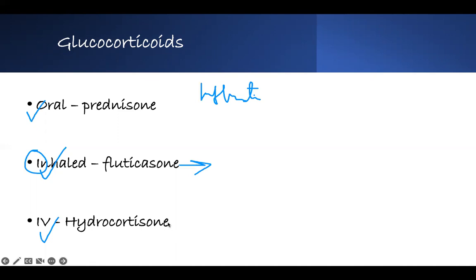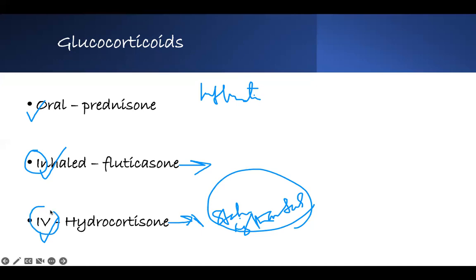Status asthmaticus, you need to give them IV steroid to get them out of it. So status asthmaticus is bad. They cannot get out of it. So you got to give them IV steroid. Most of the time it is oral steroid, and this is combined. Some of the inhaled steroid is combined with albuterol, and you can take it through the inhaler without any problem.